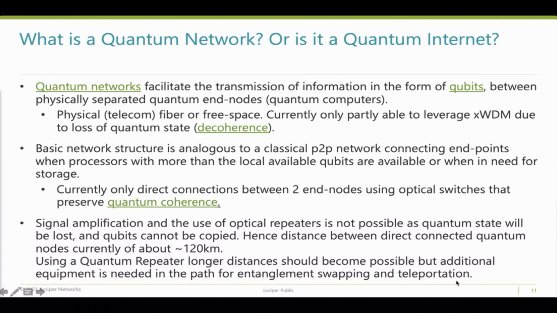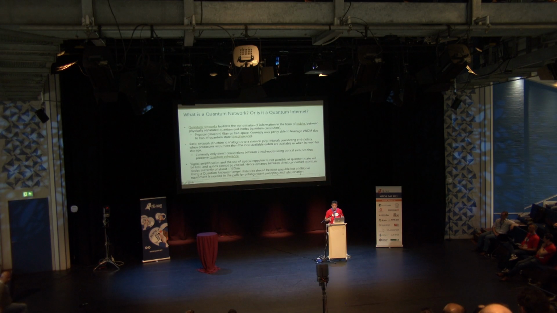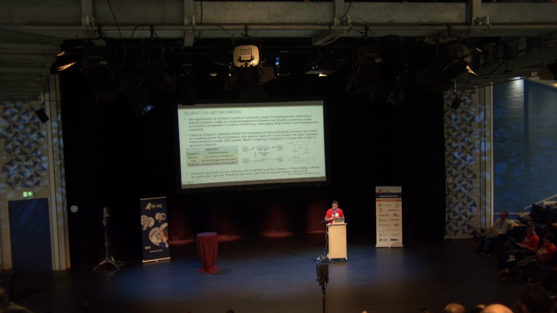So it's 2 end nodes, where one will send a photon and the other has a detector that is able to read out the quantum state. That could be either over telecom fiber or free space using satellites. There's a couple of commercial parties who are currently building solutions also based on satellites. So it's very comparable to point-to-point networking. As I mentioned, the issue with that is that it doesn't scale yet. So it's really not an internet yet.